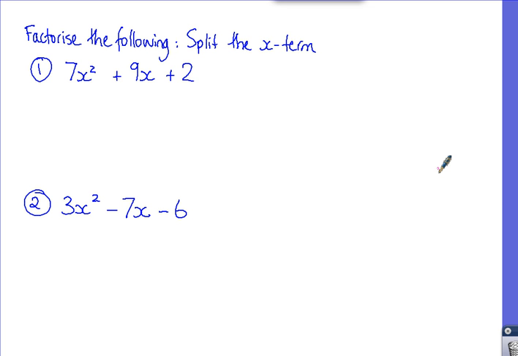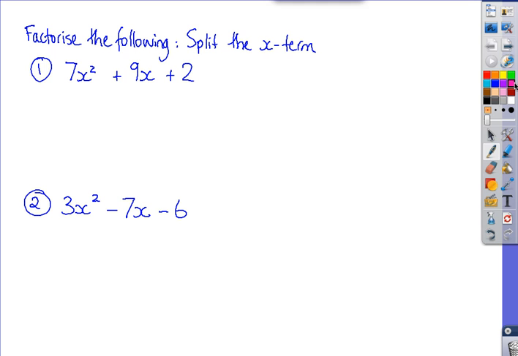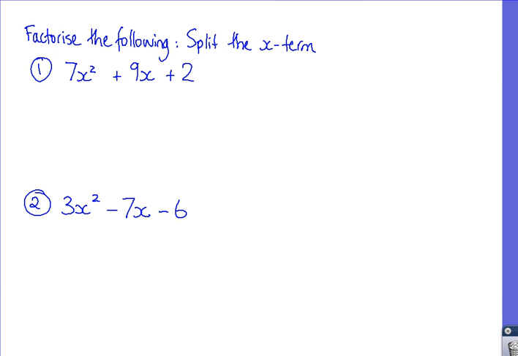So the first thing we need to do in this method is multiply the a term by the very last term. So we get 2 times 7 is 14, and now we're going to look for factors of 14 that are going to add together to make 9. And of course the factors are 2 and 7.